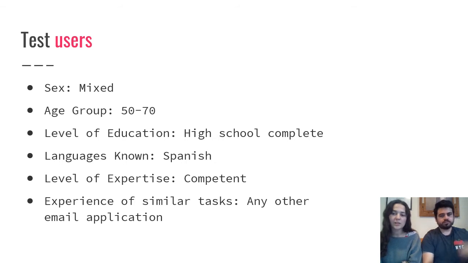About the test users, we define a group that falls into the next categories. The sex is both women and men. The age group is from 50 to 70. The level of education must be at least high school complete. The language known is Spanish. The level of expertise is competent, meaning that they are not experts in the applications, but they use them regularly. The experience is similar tasks in any other email application like Outlook or any other mail application.